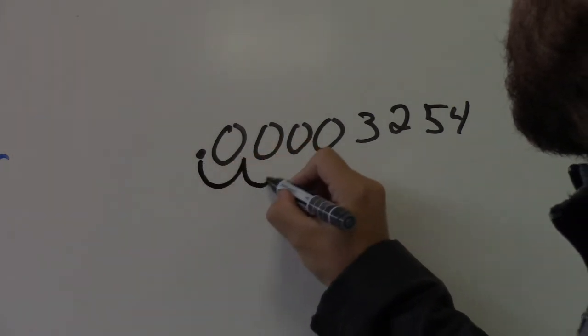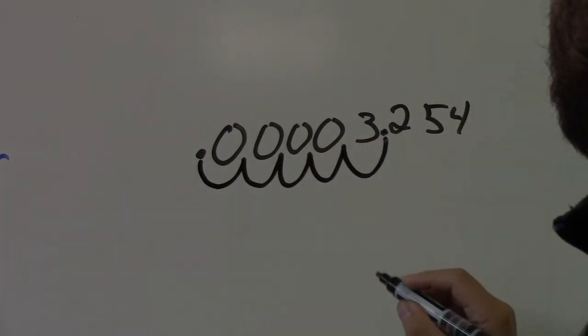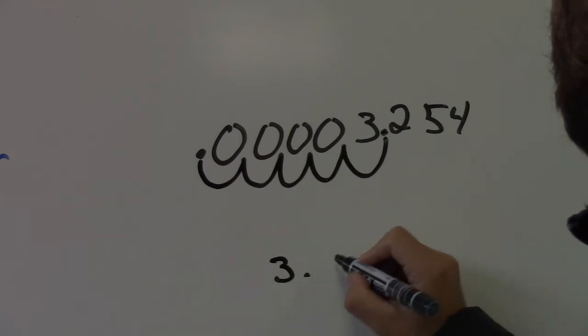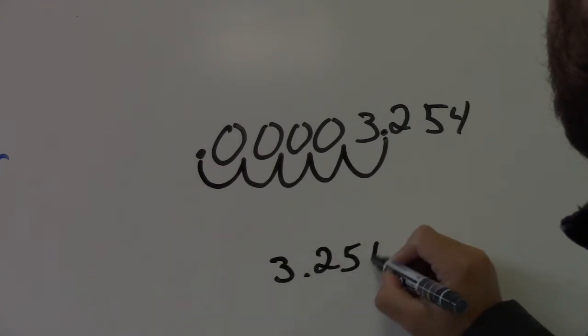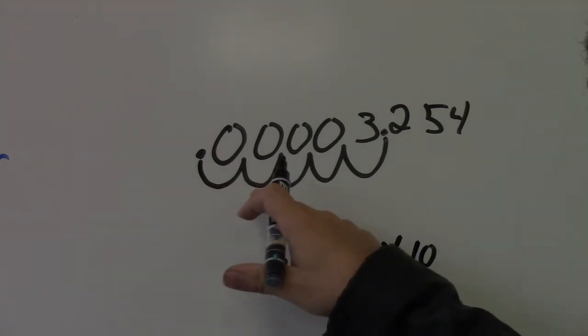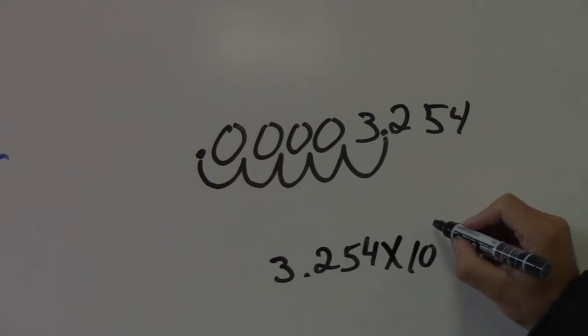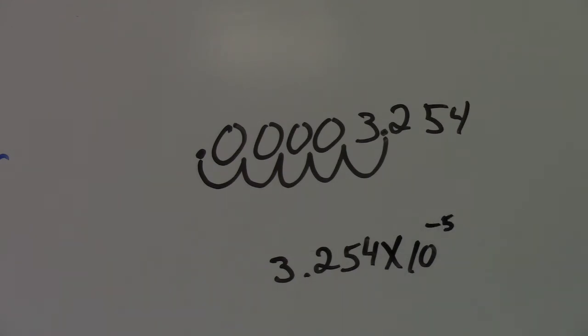So 1, 2, 3, 4, 5, right there. So it's gonna be 3.254 times 10, and what we said, 1, 2, 3, 4, 5. Yeah, it's 5. But instead of being a positive, it's gonna be a negative 5. Because we know that when we want to go from scientific to standard, you're gonna move it to the left.